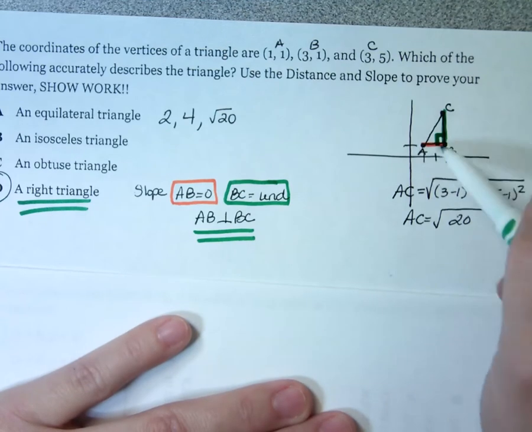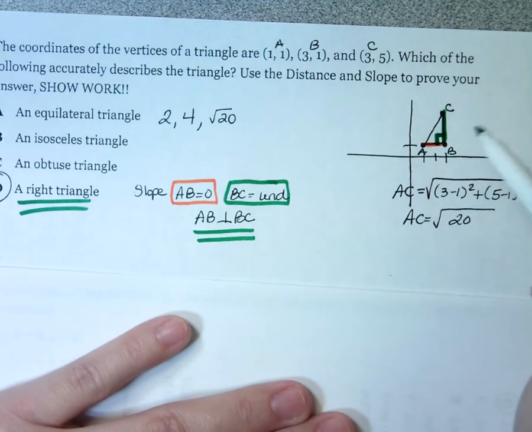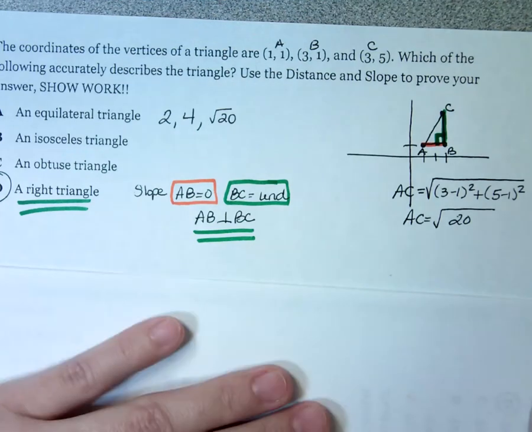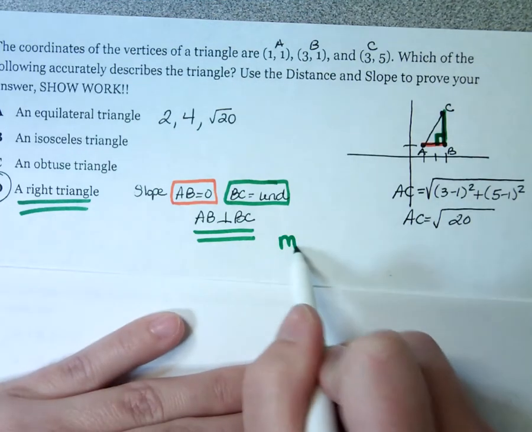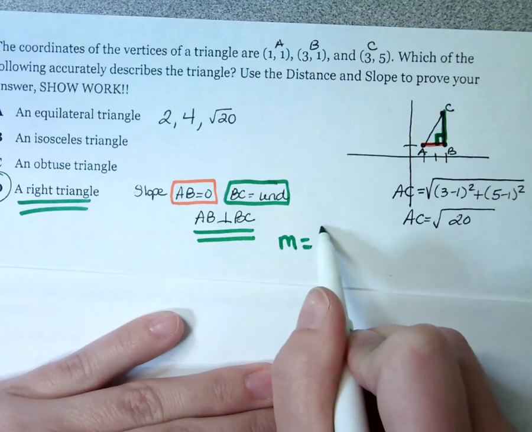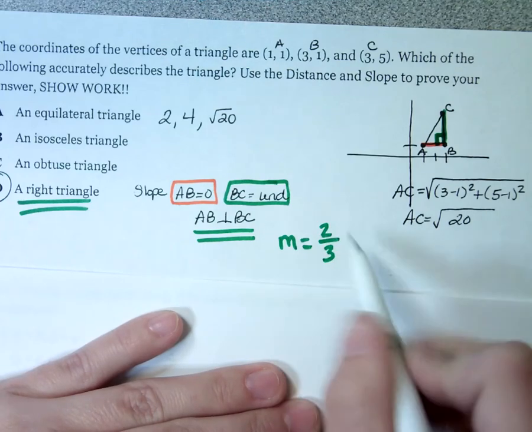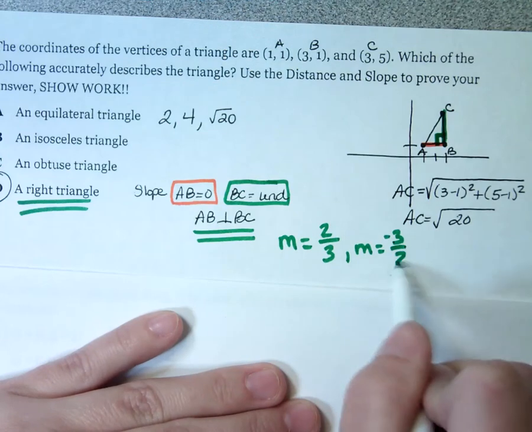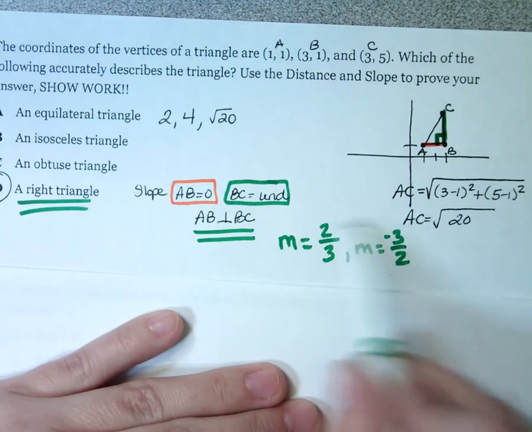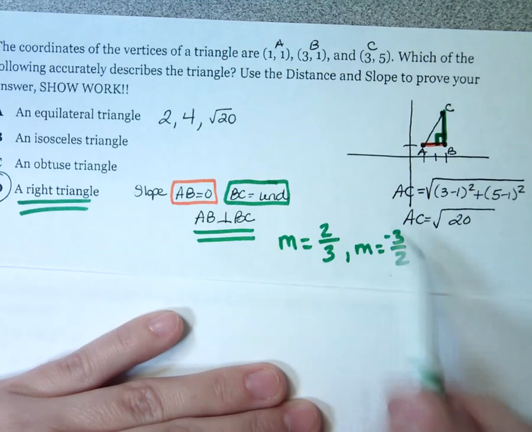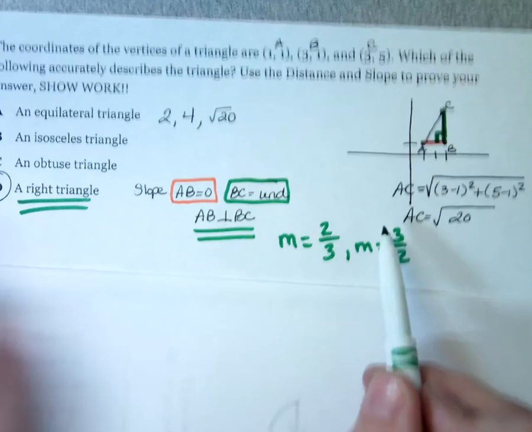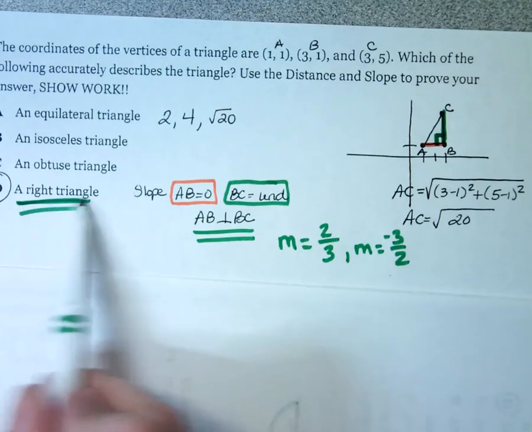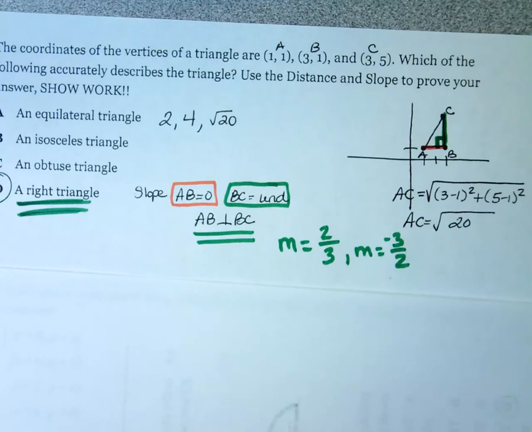If these weren't vertical and horizontal and the slopes were opposite reciprocals, then that's another way to know that things are perpendicular. So if I had one that had a slope of, say, 2/3 and the other one had a slope of -3/2, since these are opposite reciprocals, then those would make perpendicular lines also. And if you have perpendicular lines, then that means you've got a right triangle because a 90 degree angle gets formed.